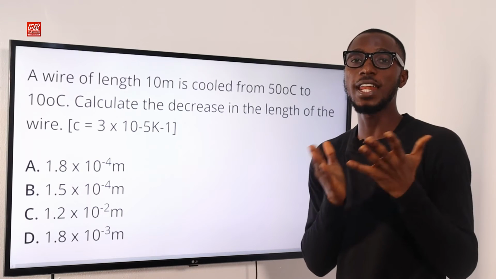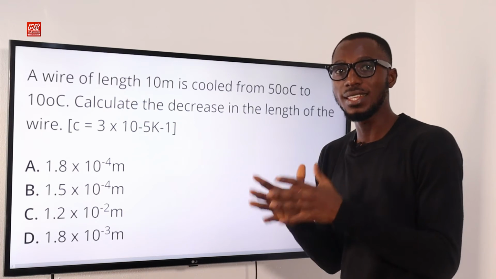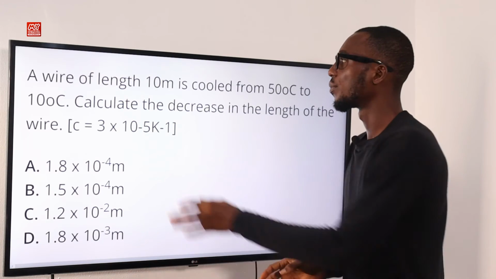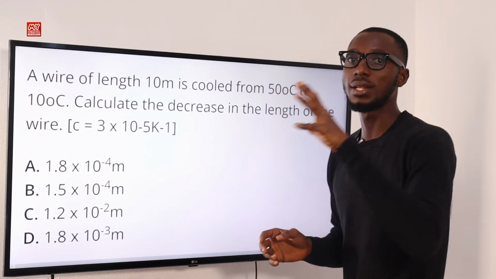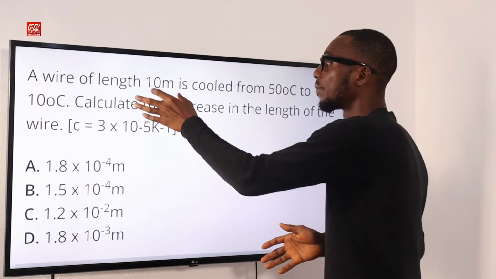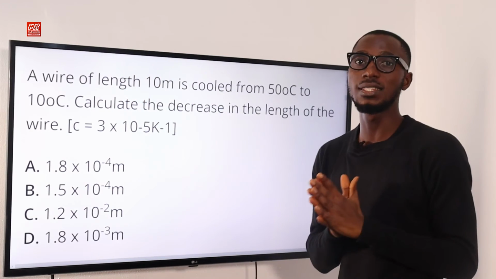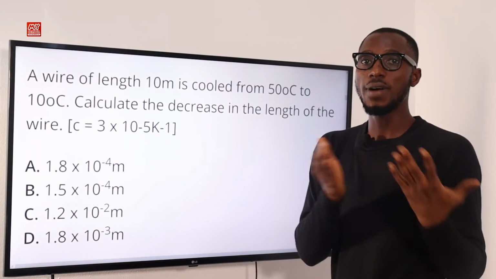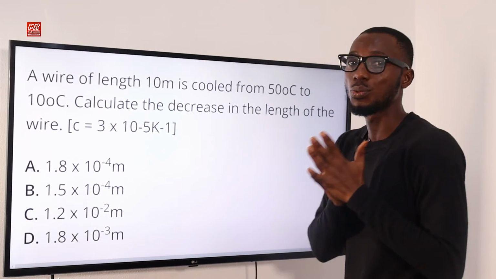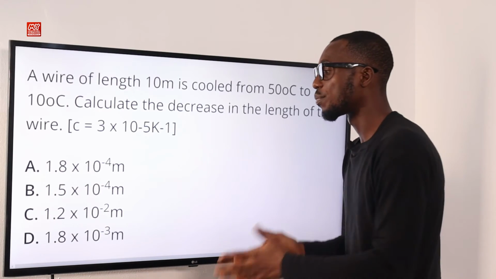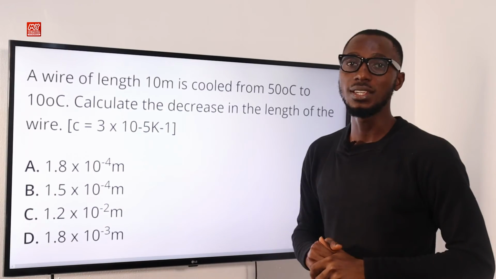Remember that the final length is 9.988 and the initial length was 10. So when we take away 9.988 from 10 meters, the difference there is 0.012. Converting it to standard form, it is 1.2 times 10 raised to the power minus 2. Option C is very correct.